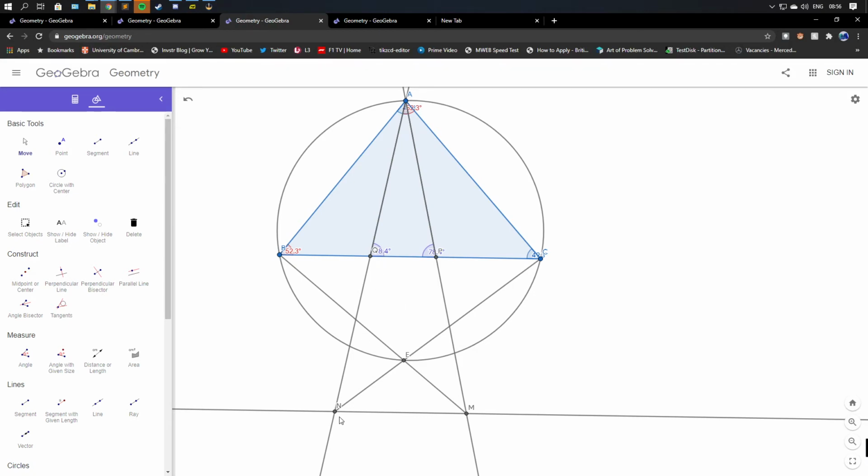But we also know that NQC is 180 degrees minus purple. In fact, actually, let's give 180 degrees minus purple a color. Let's call it green, I think. Okay, we'll call that green.